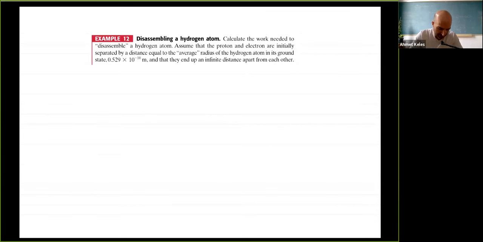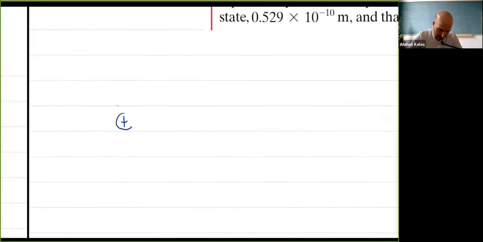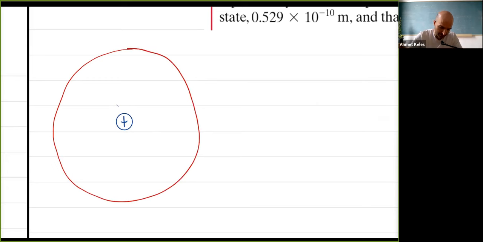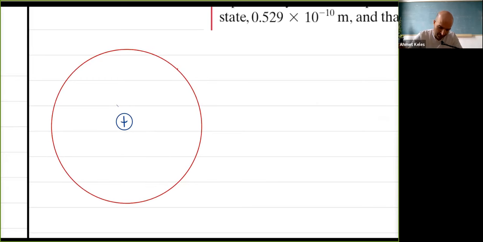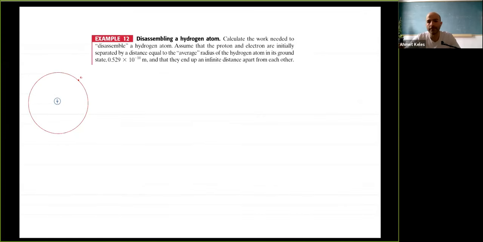So, the hydrogen atom has a positive charge, and around this positive charge there is some electron. And how do I separate these two? Or what is the energy that I need to separate them?